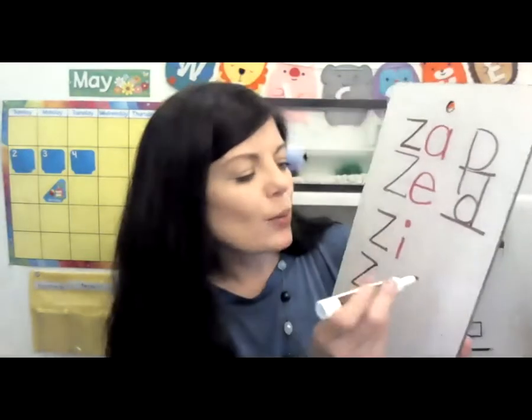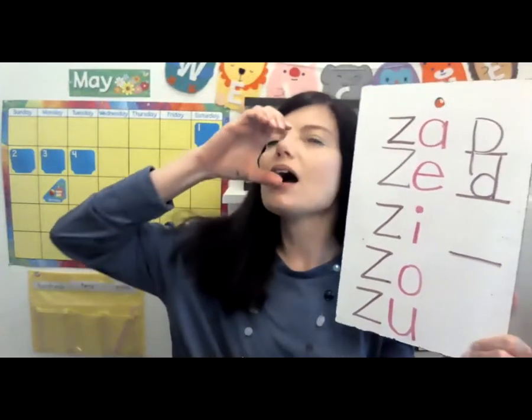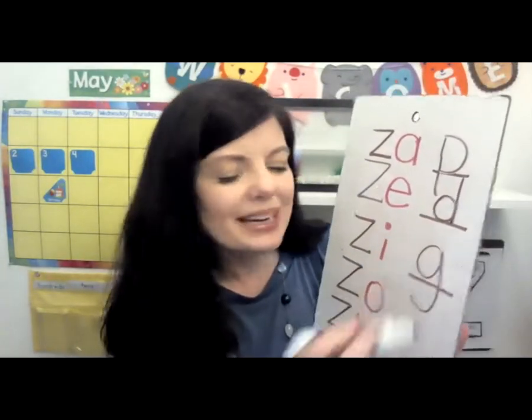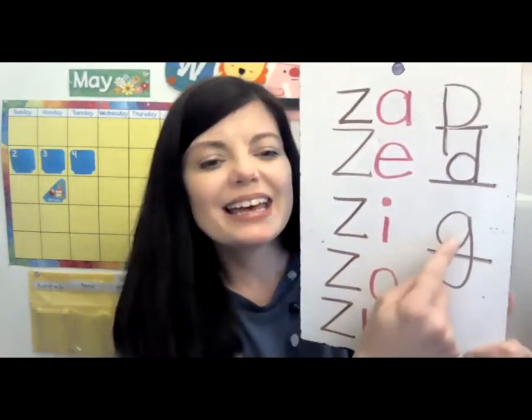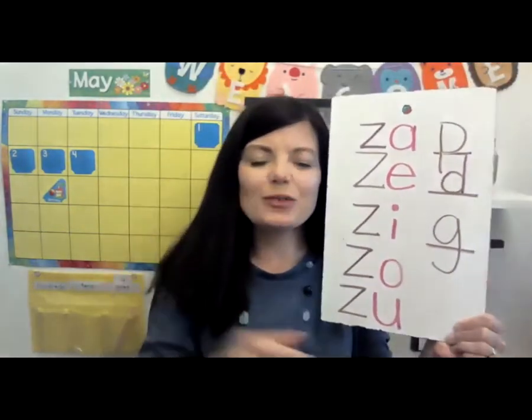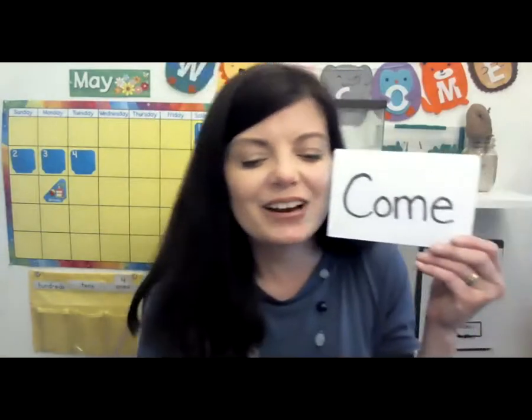This last one, I want to say zig. So what letter says g, g, g, g, g? That's letter G. Let's read zig. Zig. Like zig, zag, zig when we're writing letter Z. Well, you did a great job blending and reading, and I'd like for you to keep on reading the sight words that I have for us today.